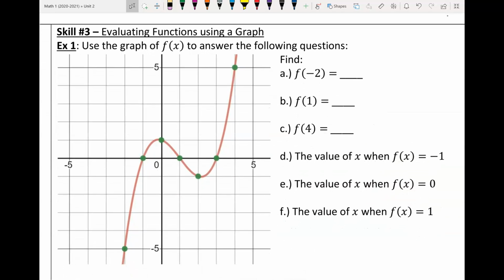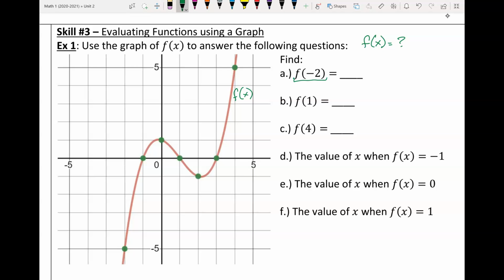So skill number 3, we're going to be evaluating functions using a graph. So we have the graph of f of x here. This graph is representing f of x. And I want to find these different values. Now notice, I'm not told what the actual function is. I don't know what f of x is equal to, okay? But we have a graph, and so we'll still be able to find it. Even though I don't have the function, I can still find what f of negative 2 is.